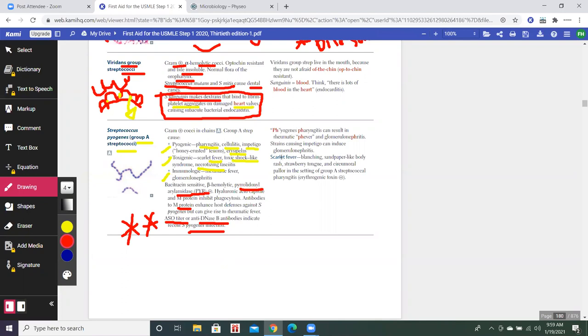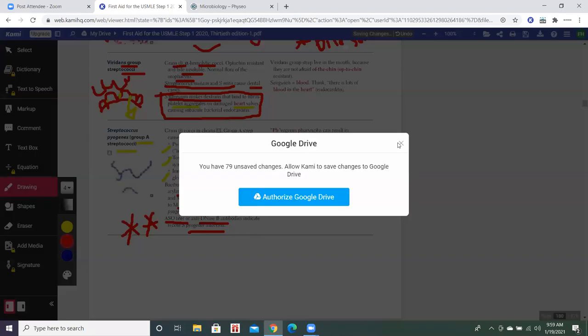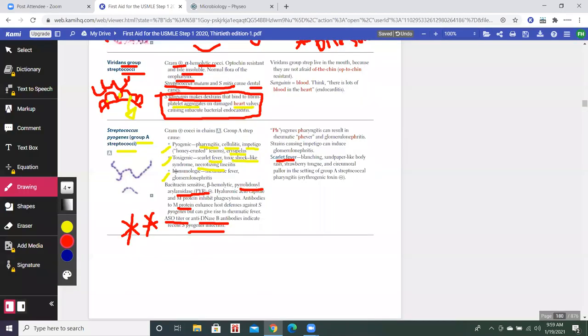Now, let's talk a little bit about scarlet fever. Scarlet fever is the toxigenic infection, which they have mentioned over here. That is, they cause a blanching, sandpaper-like body rash, strawberry tongue, and circumoral pallor in the setting of group A streptococcal pharyngitis infection. This happens with the help of erythrogenic toxin.